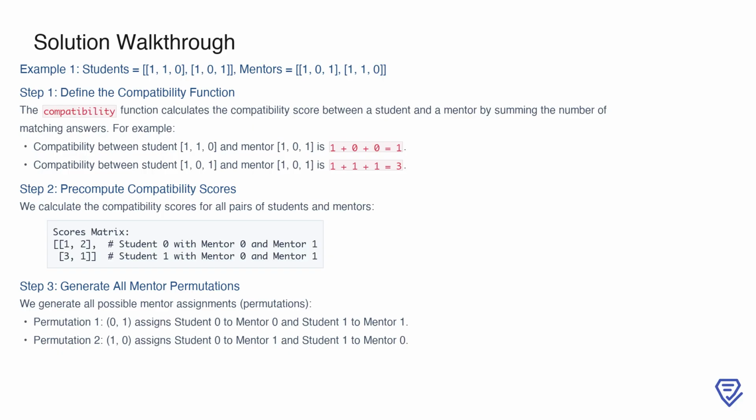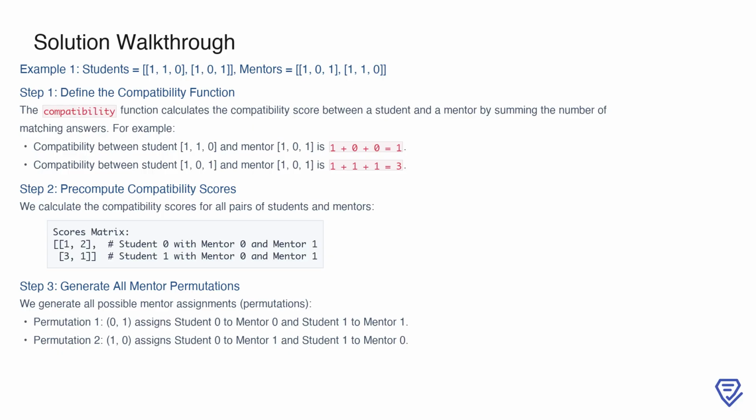On the other hand, student [1, 0, 1] and mentor [1, 0, 1] have a perfect score of 3 because all their answers match. Once we have this function, we pre-compute the compatibility scores for all possible student-mentor pairs and store them in a matrix. For our example, the matrix looks like this: [[1, 2], [3, 1]], where each entry represents the compatibility score between a specific student and mentor.